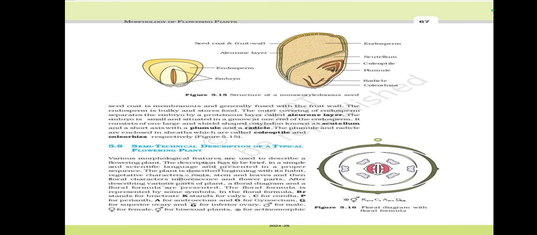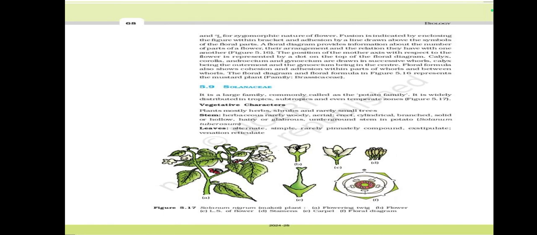The floral formula is represented by some symbols. Br stands for bracteate, K stands for calyx, C stands for corolla, P is perianth, A is androecium, G for gynoecium, G underlined is superior ovary, and G with a bar is inferior ovary. This symbol is for female. This symbol is for bisexual plants, and a plus in a circle is for actinomorphic and a percentage sign is for zygomorphic.